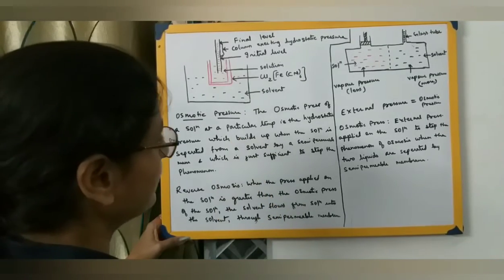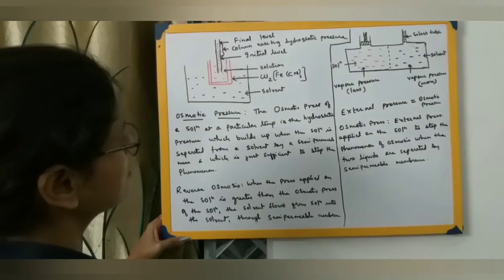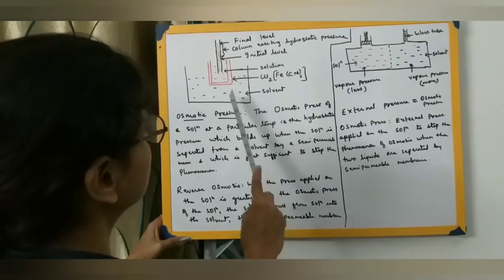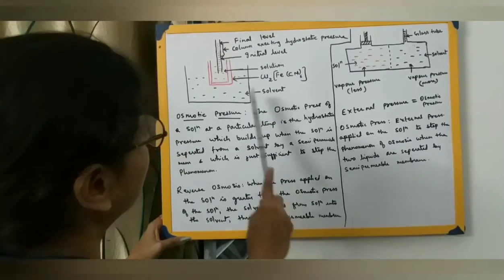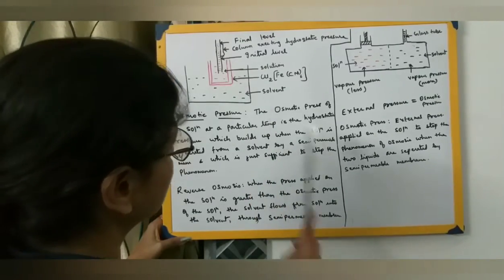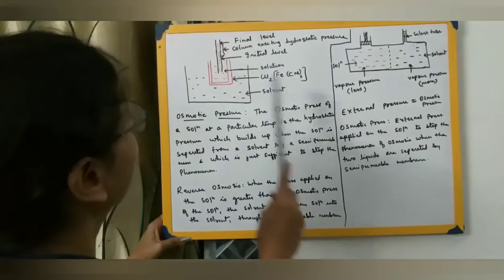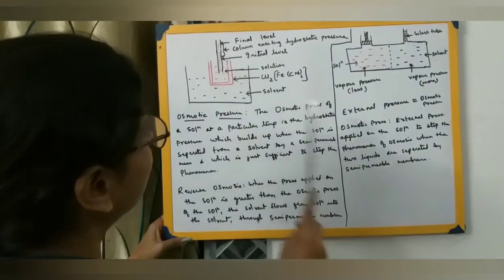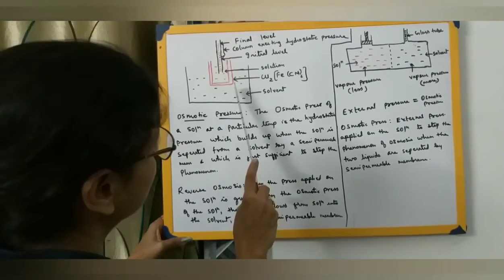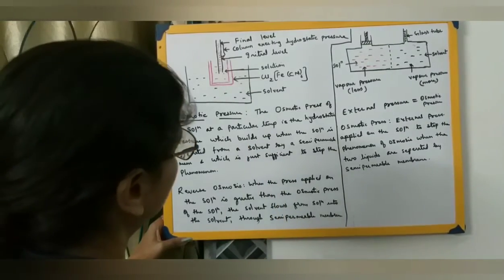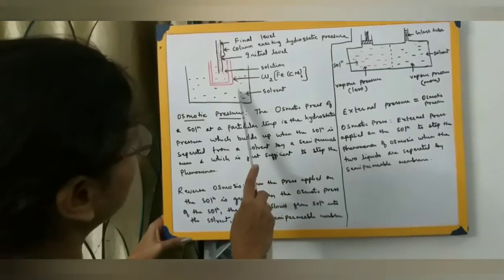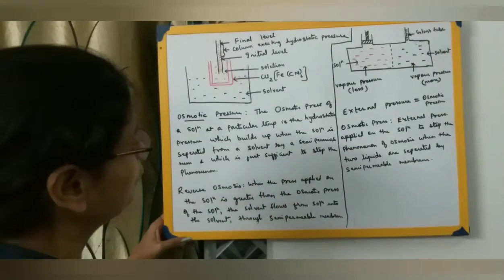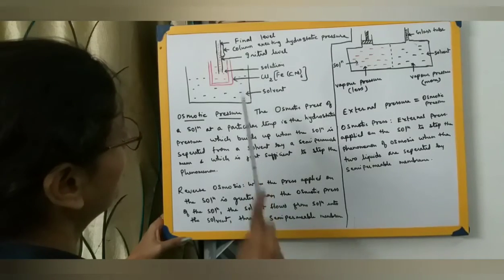Now what is making the solvent molecules move from this particular place to the inside container? Obviously the solvent molecules have some driving force. Now that driving force is due to what? Vapor pressure. There is vapor pressure on the solvent, and there is also some vapor pressure in the solution, but the vapor pressure of the solvent is more as compared to that of the solution. As the vapor pressure is more, the driving force of the solvent molecules will be more.